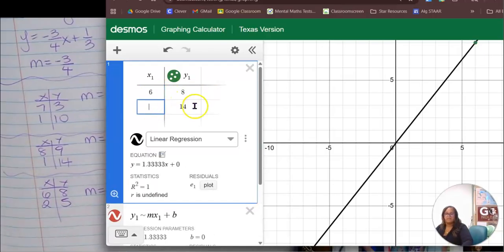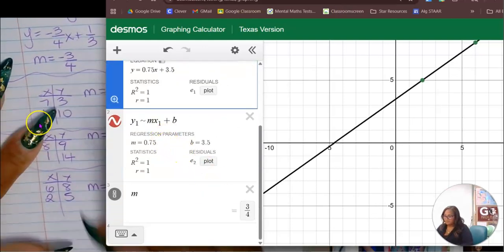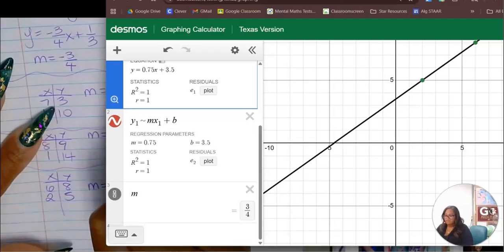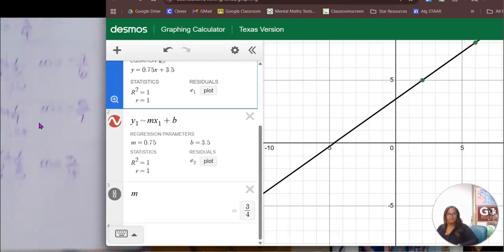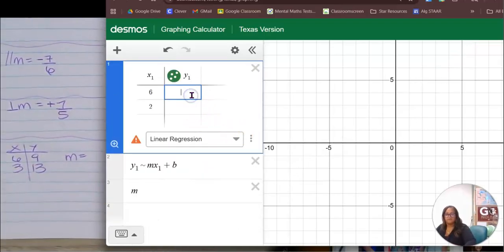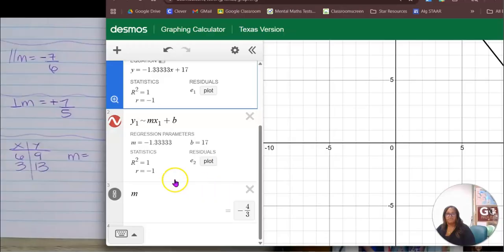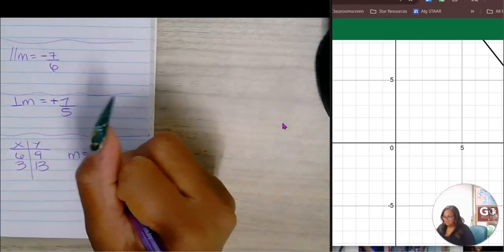6, 8, 2, 5. This first slope is 3/4. Write it down. I got it written down right here. Bam. And then come over here and let's do 6, 9 and 3, 13. And this is negative 4/3.